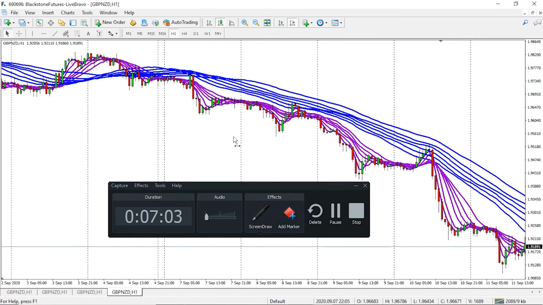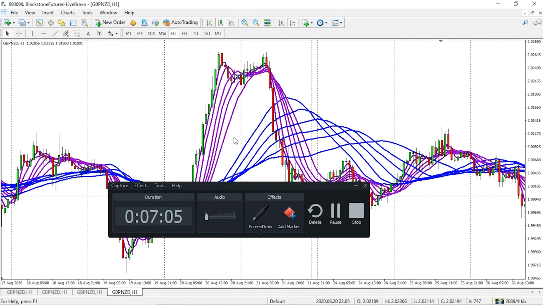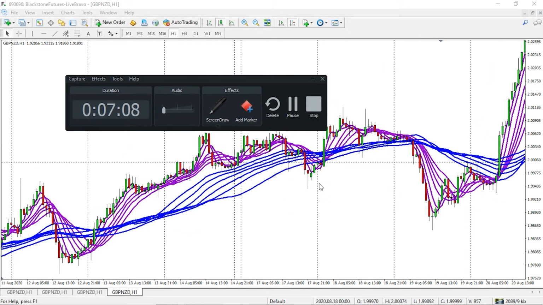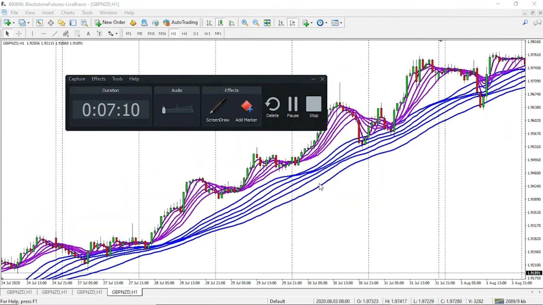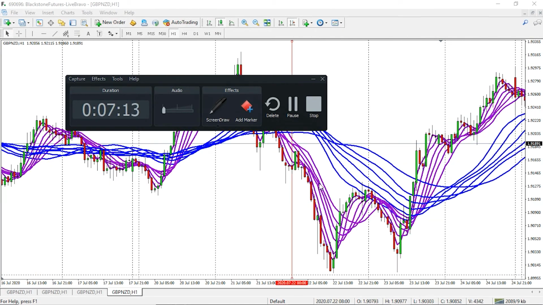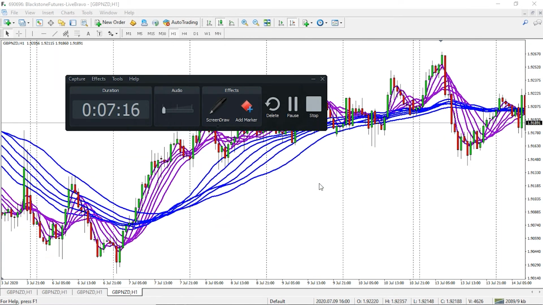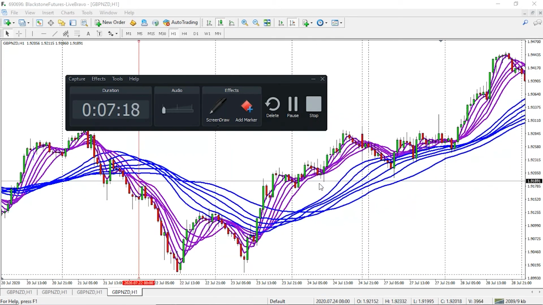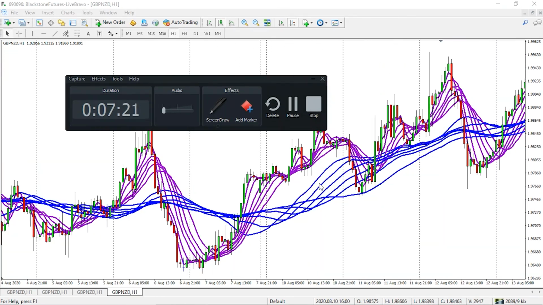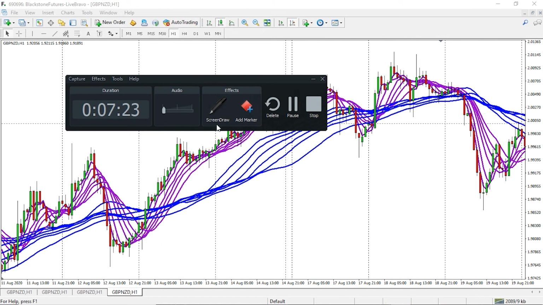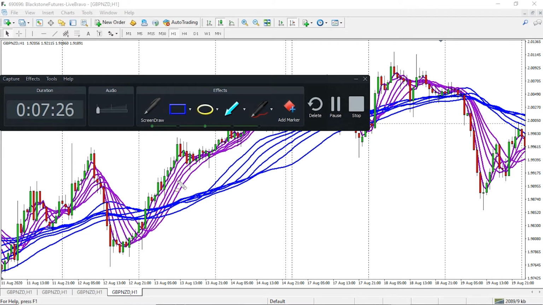Again, on a long trade, let's just see if there is a long trade here. On a long trade, it'll look something like this. Okay, so all purples to cross above the blues. Kind of happens over here. At that point, we are looking to go long.